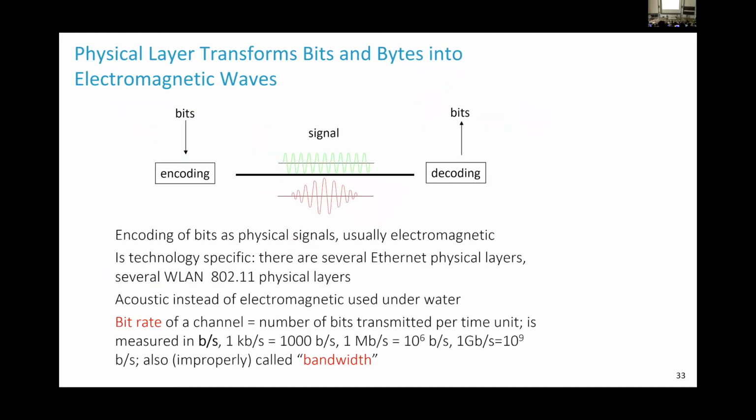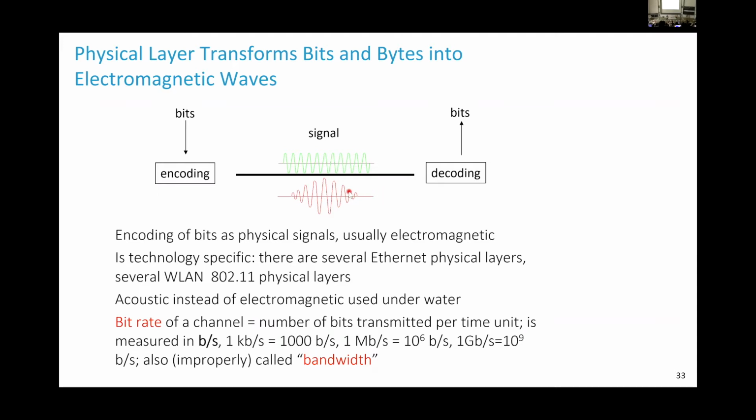A few words about the physical layer. The physical layer is not the topic of this course. There is a course, and several courses, on communication engineering and also on wireless communication. So it uses specific techniques, but we are exposed to some of it through its performance.